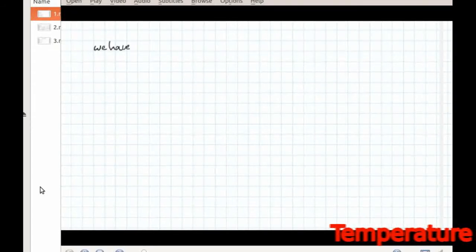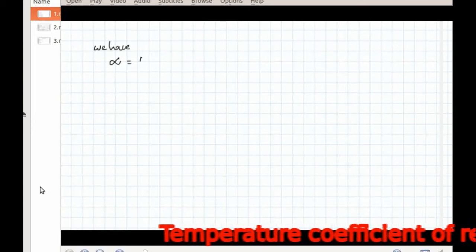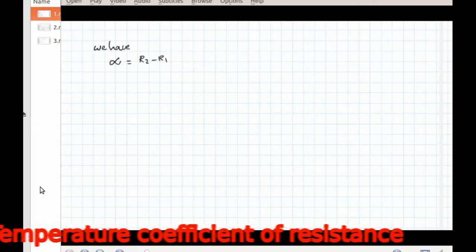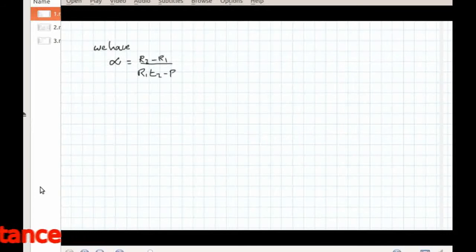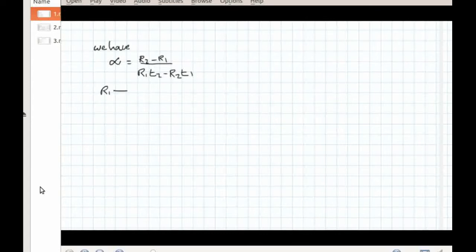We have the definition of temperature coefficient of resistance from the previous class. Also we have written the equation for alpha. So what was alpha? Alpha is equal to R2 minus R1 divided by R1 into T2 minus R2 into T1. And what is R1 here? R1 is the resistance of the material at a temperature T1 degree Celsius. R2 is the resistance of the material at the temperature T2 degree Celsius.